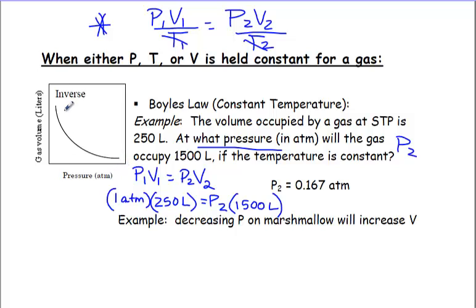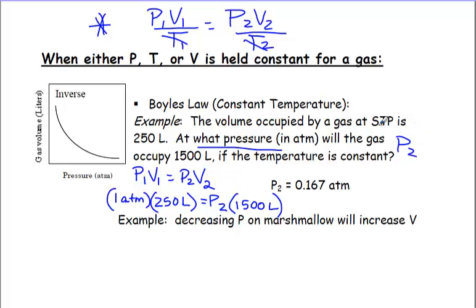For Boyle's law, the volume occupied by a gas at STP is 250 liters. The question asks what pressure in atmospheres will the gas occupy 1,500 liters if the temperature is constant. So they tell us the temperature is constant. Therefore, we have to set up our combined gas law equation without the temperature. So we take that out like I did up here, and we just plug in what we have.